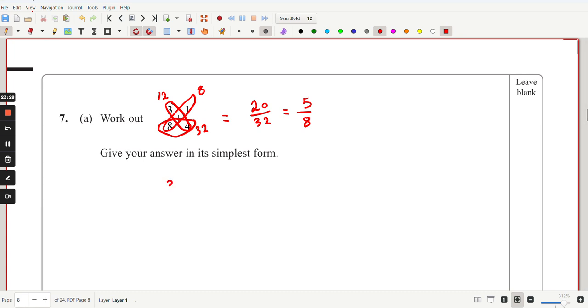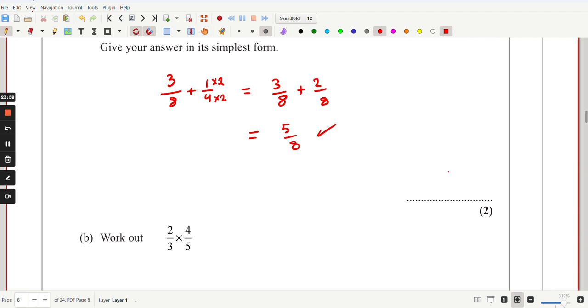Or 3 over 8 plus 1 over 4: make alike denominators, using the least common denominator, which is 8. 4 times 2 is 8, and 1 times 2, so you will get 3 over 8 plus 2 over 8, and this will give you 5 over 8. So you can use this or this, and write your answer here, 5 over 8.